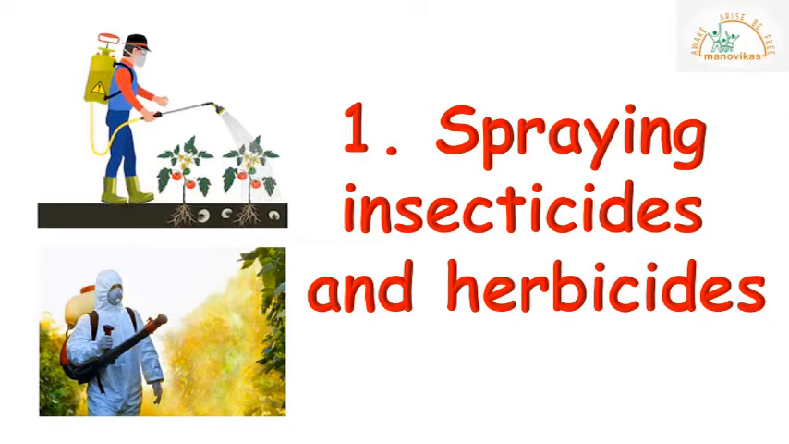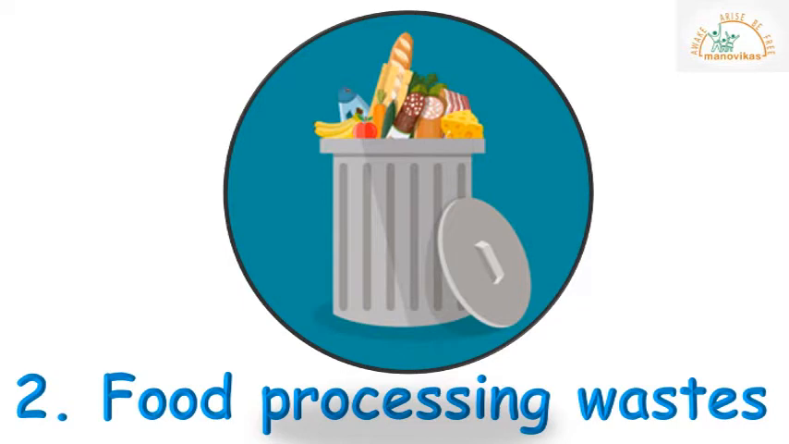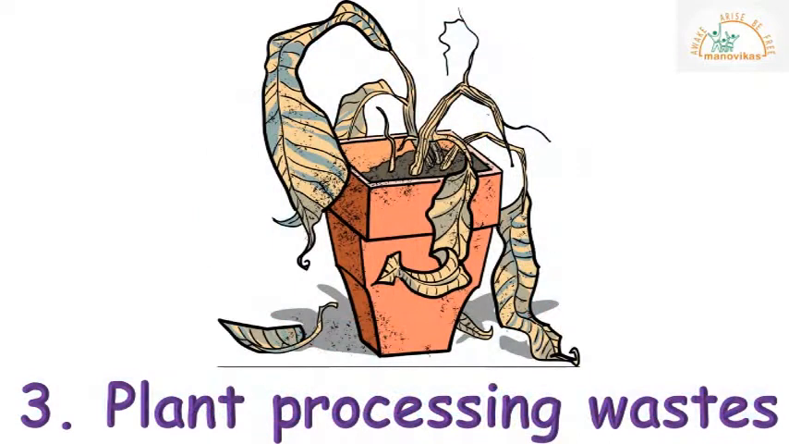The first cause of water pollution is spraying of insecticides and herbicides used by farmers in farming. Food processing waste. Food processing waste includes the wet waste like the banana peels, the leftover food, and all this is dumped into the water, and as a result it leads to contamination. Plant waste includes the dry leaves. The dry leaves, when collected in bulk, block the water and also contaminate the water even though they are biodegradable.